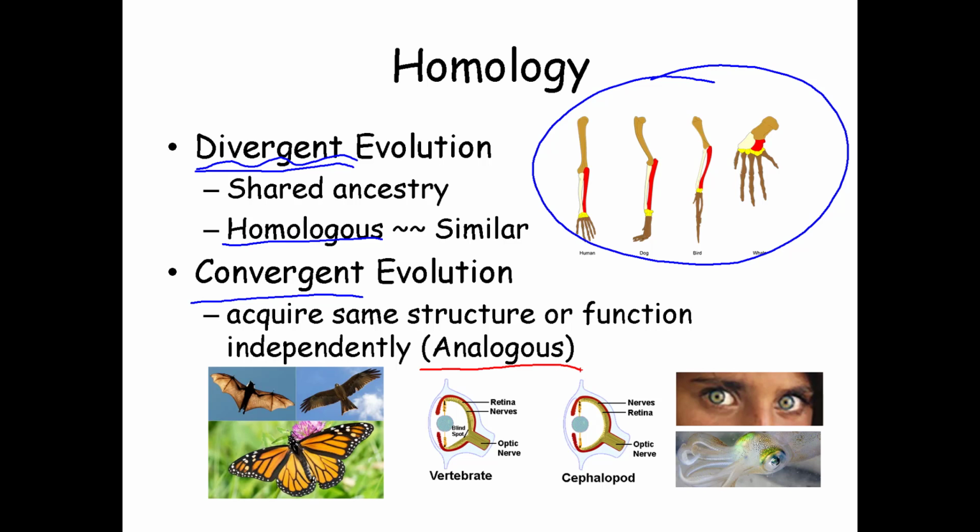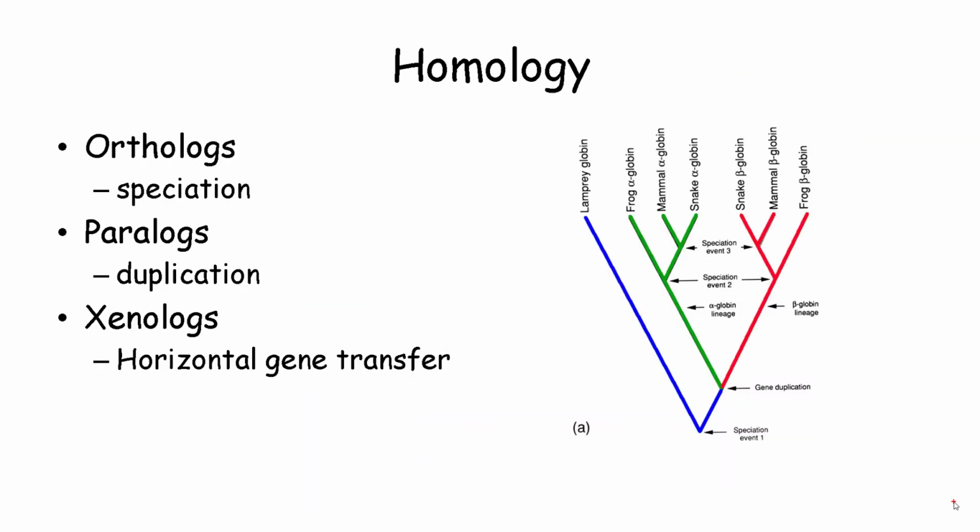Some of the well-known examples are the wings on bats, birds, and butterflies, the eyes of the vertebrates and cephalopods, which include the squid and octopus. These structures have not evolved from a common wing structure or from a common eye organ, but rather they were independently discovered at different branches of the evolution. There are several types of evolutionary events that give rise to homology.